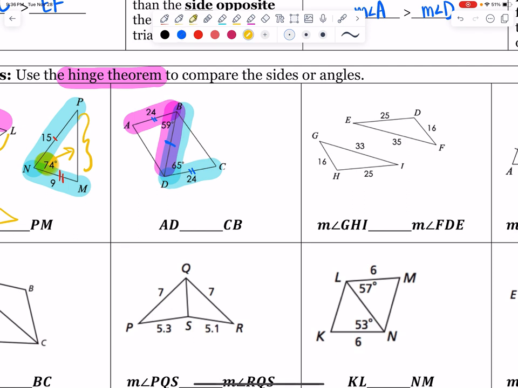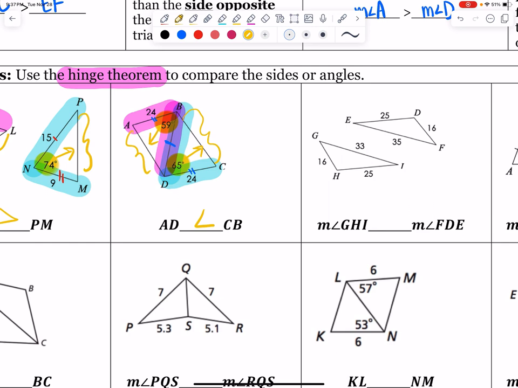The hinge theorem states that when I look at this, I have a 59 degree included angle here, but a 65 degree included angle here. And so if I look at the 65 degree angle, the side across from that is going to be longer than the side across from the 59 degree angle. So that must mean that side CB is going to be greater than side AD. Side BC is going to be greater than AD.